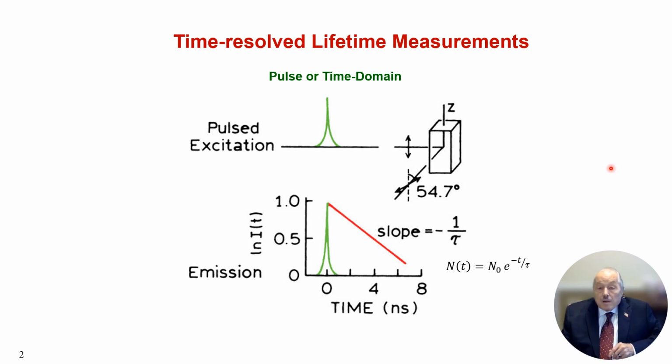So what are time-resolved measurements? In principle, it's simple. You have a pulse of light, it impinges on a sample, you collect the emission, and you see that the emission decays. And that decay is the inverse of the lifetime. Typically, that occurs on the nanosecond time scale for just about anything that you might be measuring.